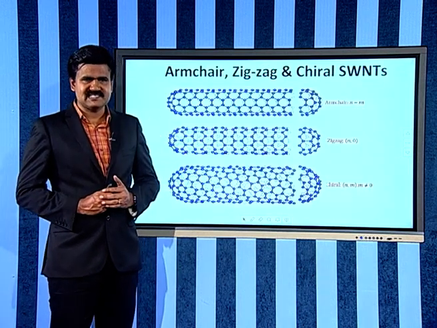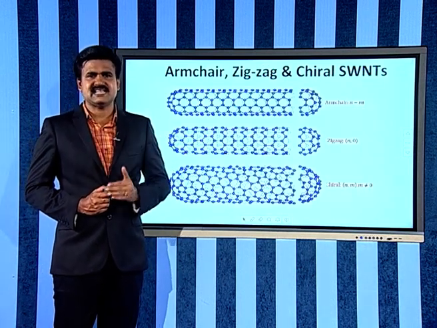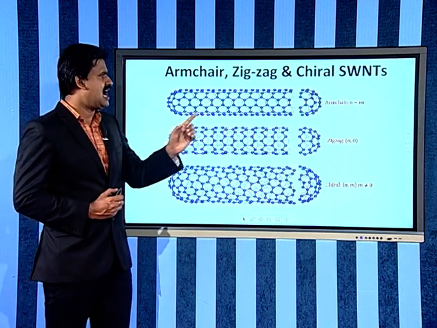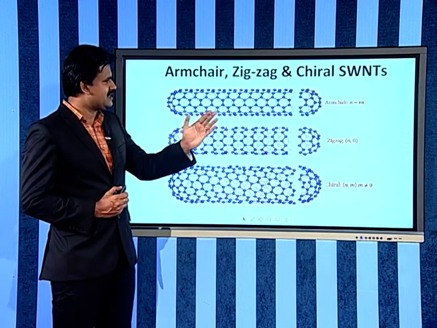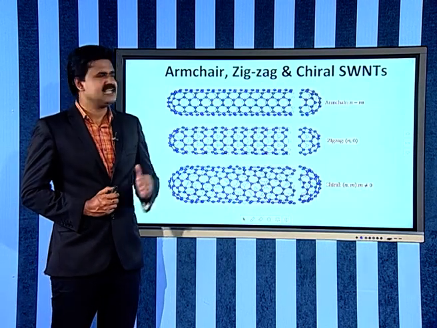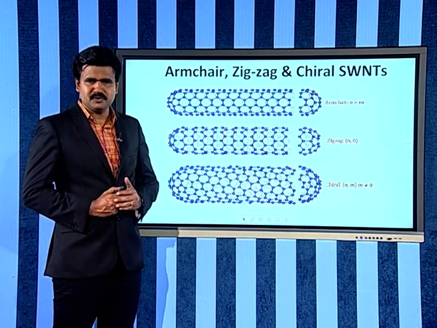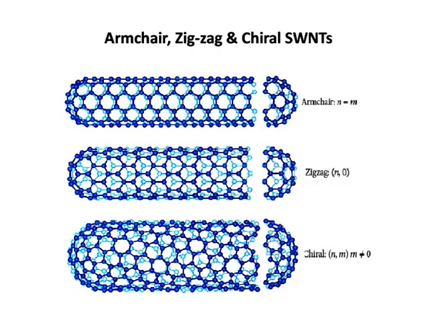The picture represents the armchair, zigzag and chiral single-walled carbon nanotubes. First of all, the armchair nanotube, as I mentioned here, the integer n is equal to m. Second one, the zigzag nanotube, here n is not equal to 0, but the second integer m is equal to 0. Finally, the chiral single-walled carbon nanotube, for which n is not equal to m and both are not equal to 0.